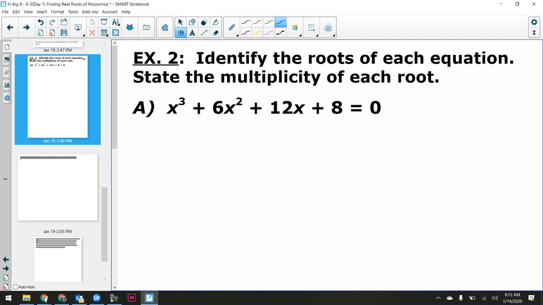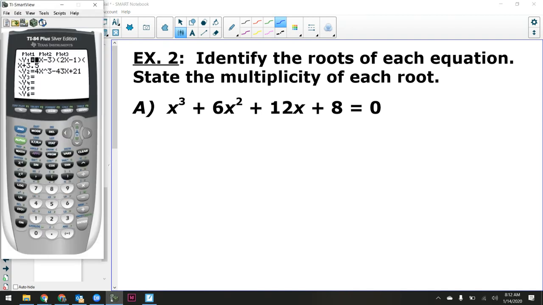All right. So identify the roots of the equation, state the multiplicity of each root. Now, the first thing I should do is to try to factor this. But the problem is, spoiler alert, this doesn't factor. So here's what we need to do. We need to go to our graphing calculator. You guys are using calculators a lot tonight. And you need to graph this. I'm going to start here while you guys are getting them out. X to the 3rd plus 6x squared plus 12x plus 8.